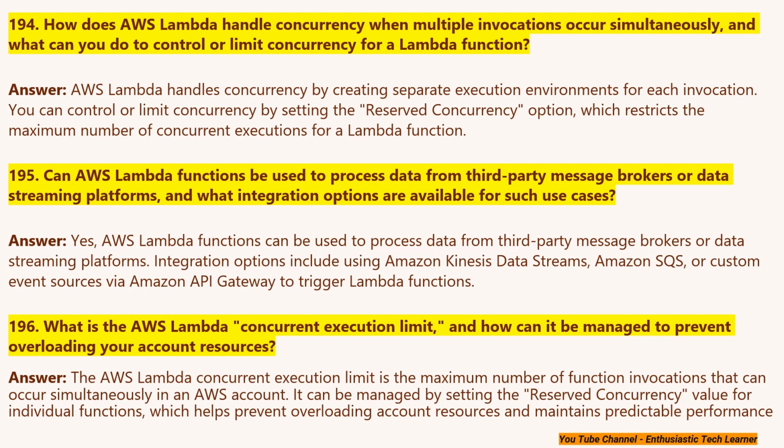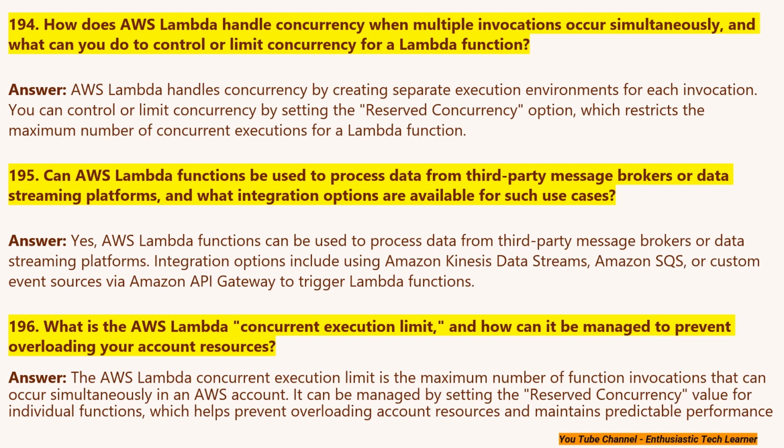Can AWS Lambda functions be used to process data from third-party message brokers or data streaming platforms, and what integration options are available for such use cases? Yes. AWS Lambda functions can be used to process data from third-party message brokers or data streaming platforms. Integration options include using Amazon Kinesis data streams, Amazon SQS, or custom event sources via Amazon API Gateway to trigger Lambda functions.